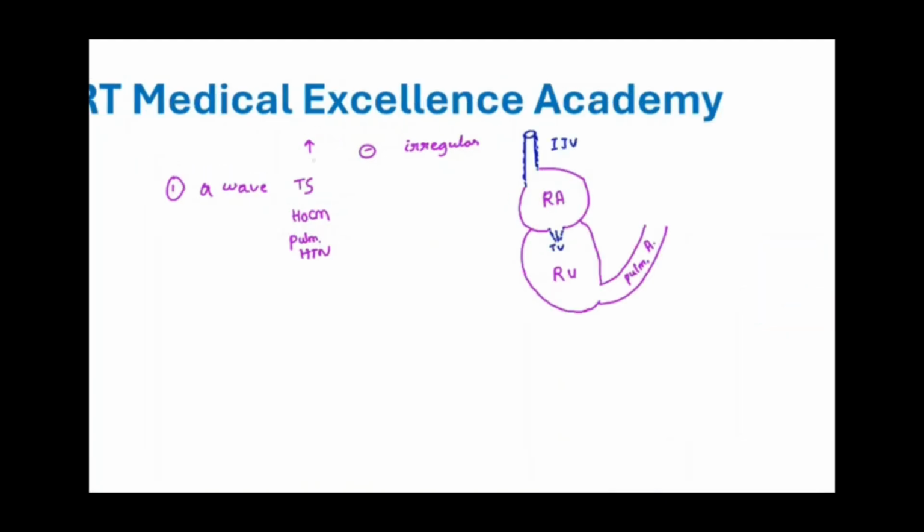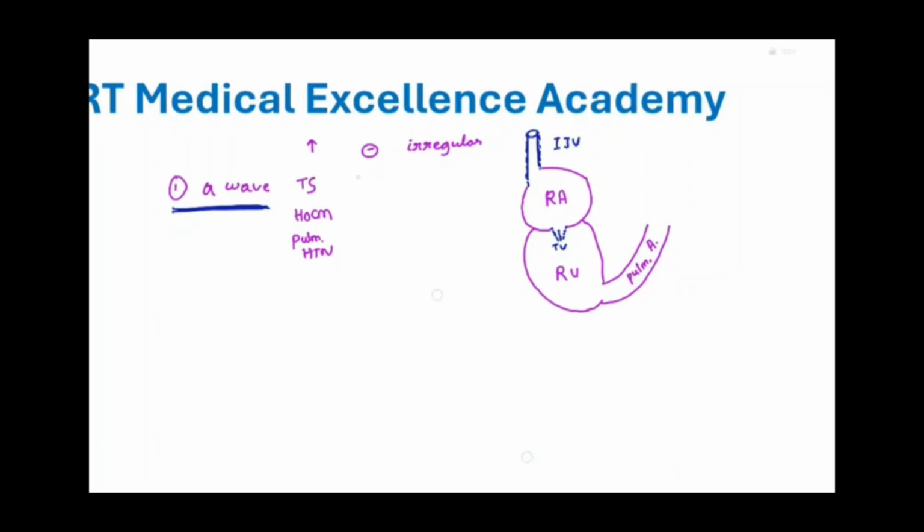Now let's understand a situation in which the A wave will be absent. So what was the A wave? The A wave was atrial contraction. Now add one more layer to it. The A wave represents coordinated atrial contraction. So if A waves are absent, it doesn't mean atrial contraction is not happening. It just means the atria is not contracting in a coordinated manner. So when does this situation arise? This situation is seen in something known as AFib.